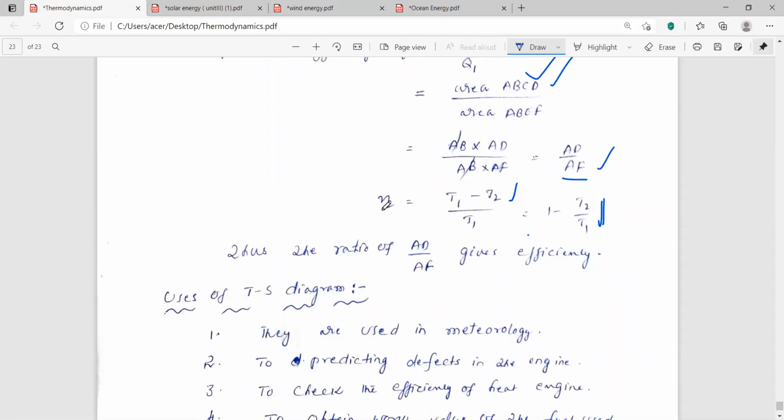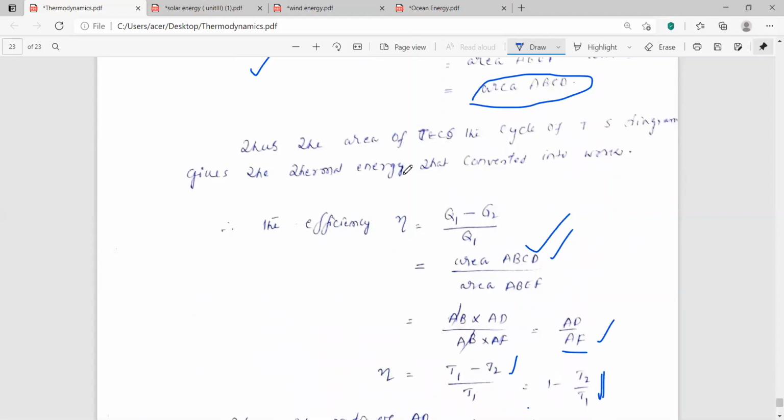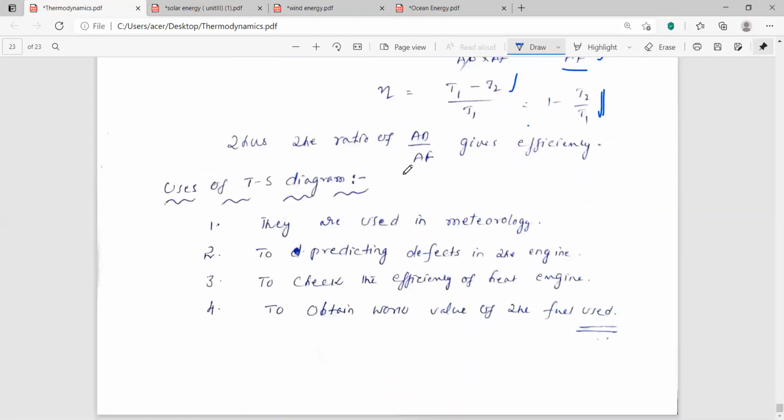So like that, the TS diagram is more important than the PV diagram. If you show the whole Carnot cycle in the TS diagram, you get the whole Carnot cycle between straight lines as a rectangular diagram. From that, you can easily find the area of the rectangle, and from that you can easily tell how much heat energy is converted into work. And we can also prove the efficiency of a Carnot engine as T1 minus T2 by T1 using this TS diagram.